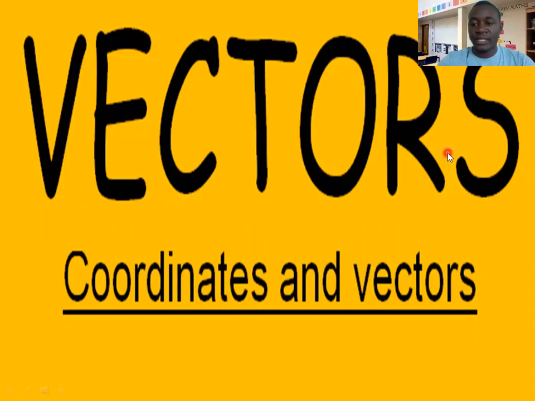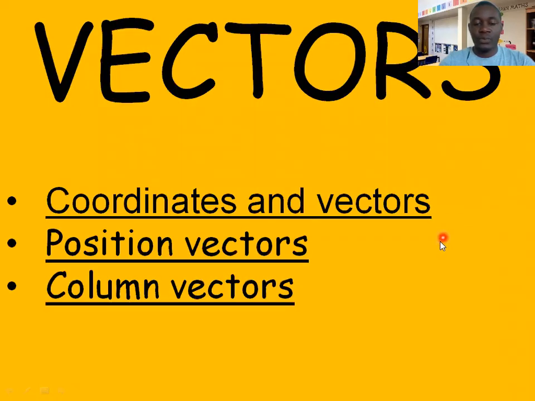In this particular lesson, we are going to be concluding on vectors, and we will be taking a look at the relationship between coordinates or the coordinate points and vectors. How we can derive vectors from coordinate points on the Cartesian plane or as represented on the grid. And in the course of this lesson, we will also be talking about position vectors and then column vectors, which we have earlier looked at in a previous video.